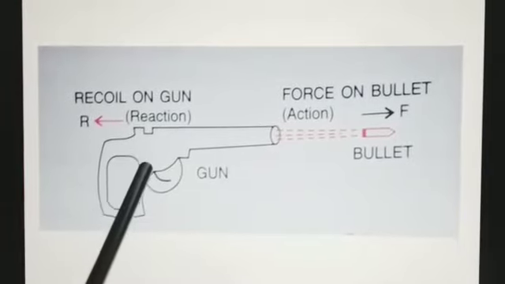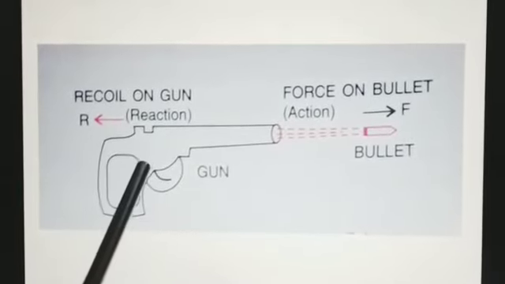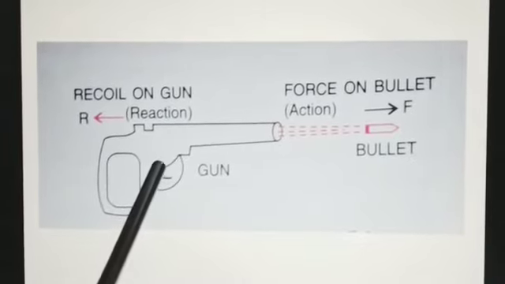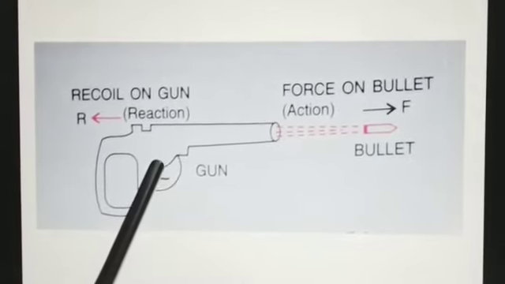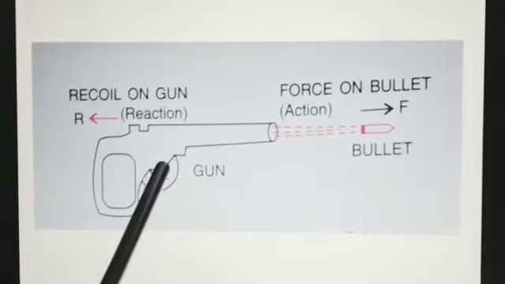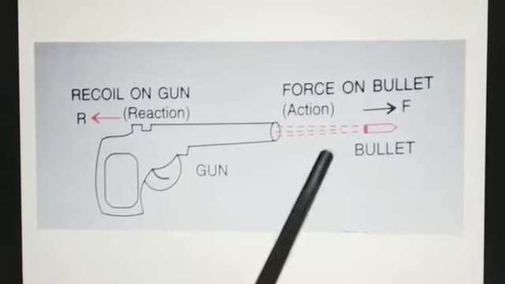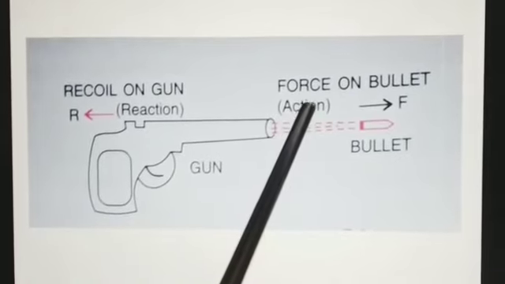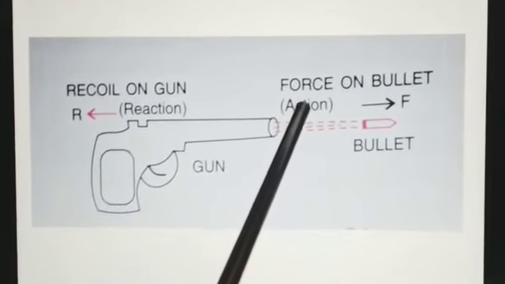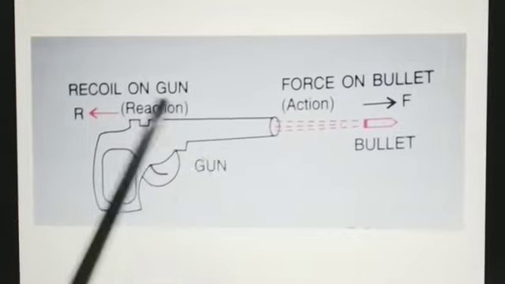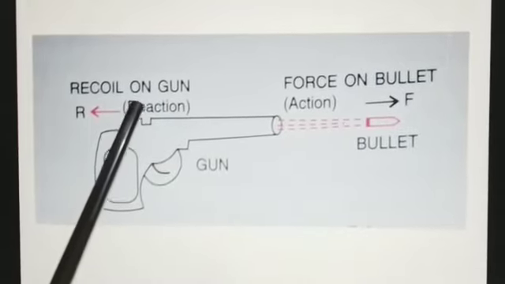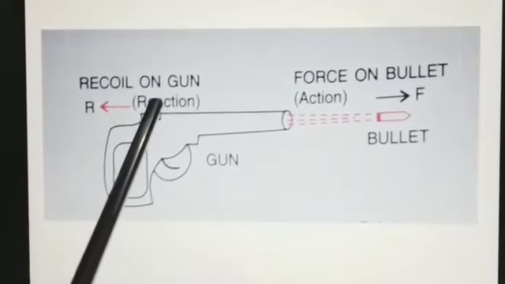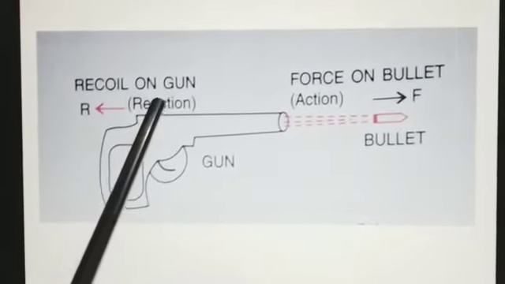In this picture, you can see firing a bullet from a gun. When a man fires a bullet from a gun, a force is exerted on the bullet. That is the action. And the gun experiences an equal recoil, which is the reaction force.